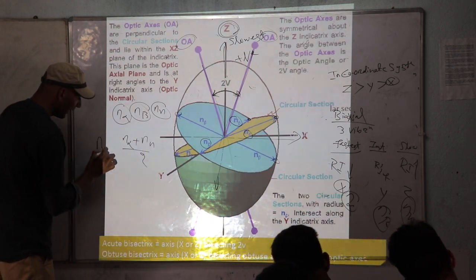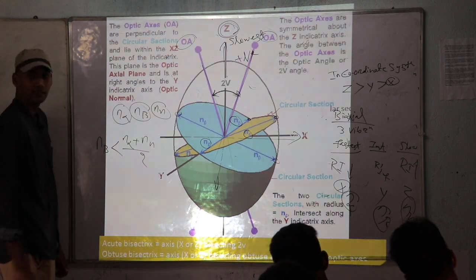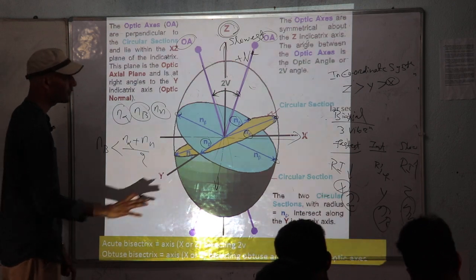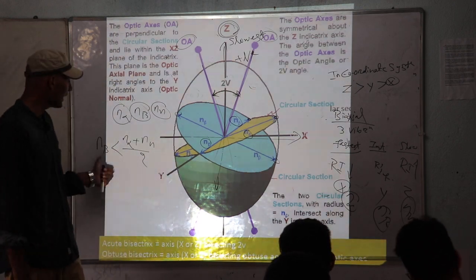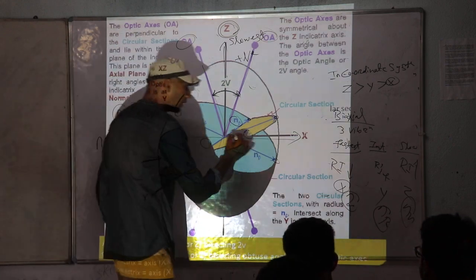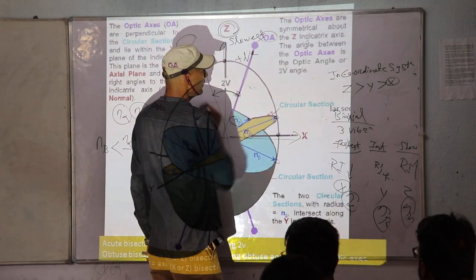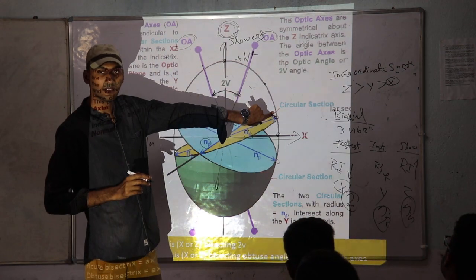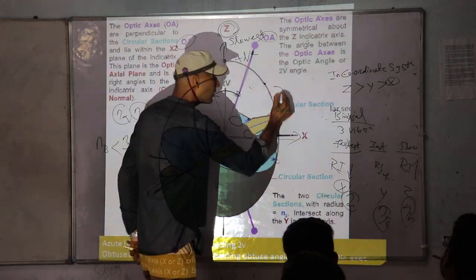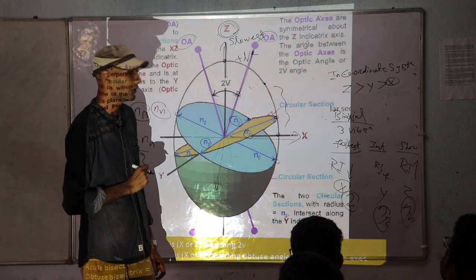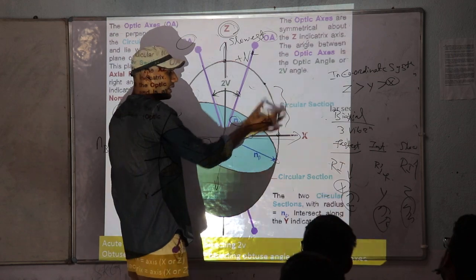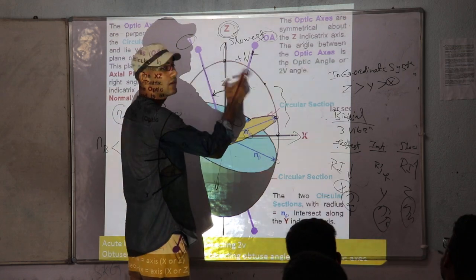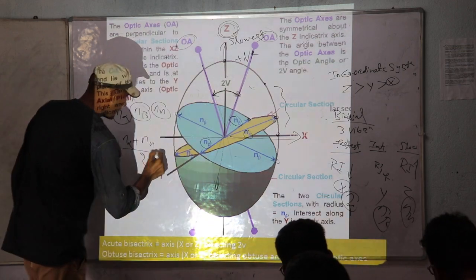So if n beta is lower than that midpoint value, got that? Just mark here in this figure: this is the smallest one, this is the largest one, this is the intermediate one. If you get n beta lower than that, that means the circular section is somewhere here. If the circular section is here, that will be closer to X. The circular section is closer to X, so the optic axis will be closer to Z. So here the mineral will be positive.